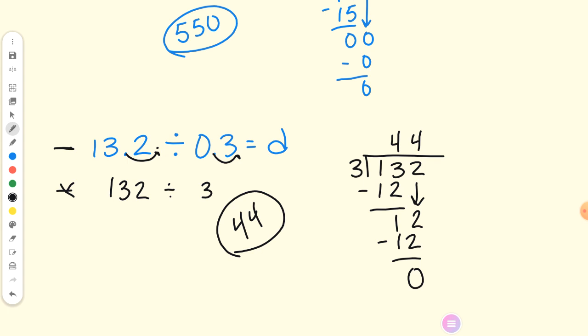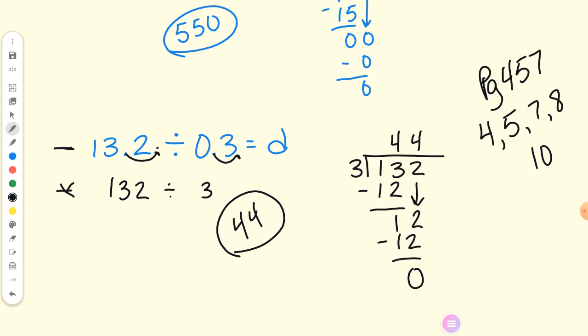Okay, on page 455. Or wait, what did I say? Not 455. 457, sorry. I want you to do number 4, number 5, number 7, 8, and I'm just giving you one more. Number 10. I'll give you one hard one. 10's a little bit hard because you're dividing by 15.